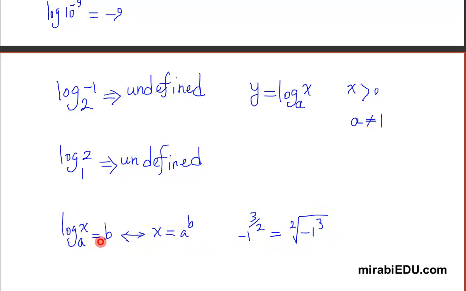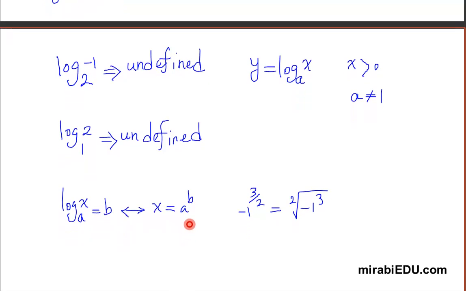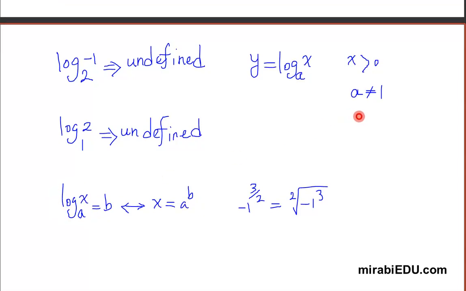And in power numbers and exponential numbers, again, with the same reason, the base cannot be negative. So another restriction of a logarithmic function is that the base cannot be negative. The base must be positive. So these are restrictions of a logarithmic function.